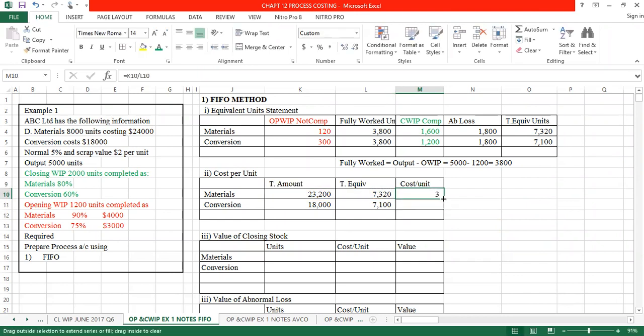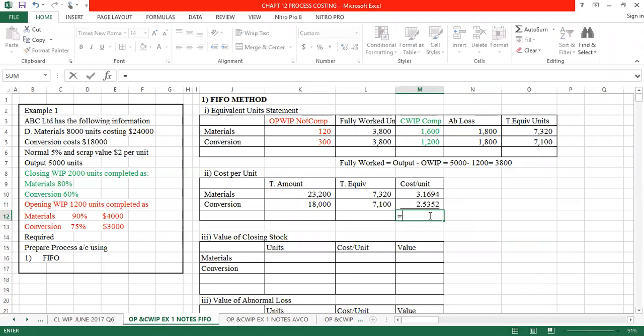So same 18,000. But let's see if it is rounded off. Yeah, it is rounded off. So if it is rounded off, you round to 4 decimal places, unless the examiner asks you to round off to 1 or 2. But if you have not been told, the standard is always 4 decimal places. If we were to get the total of that, the total of that is that plus that. So it gives you 6 again to 4 decimal places.